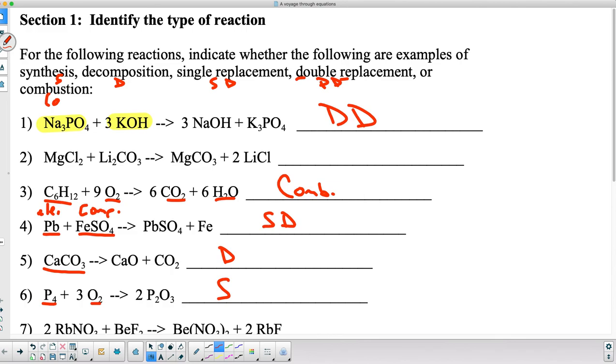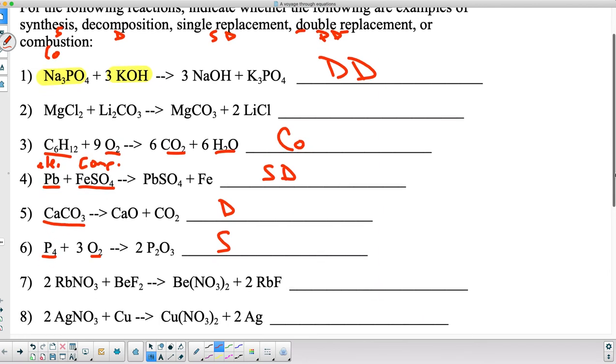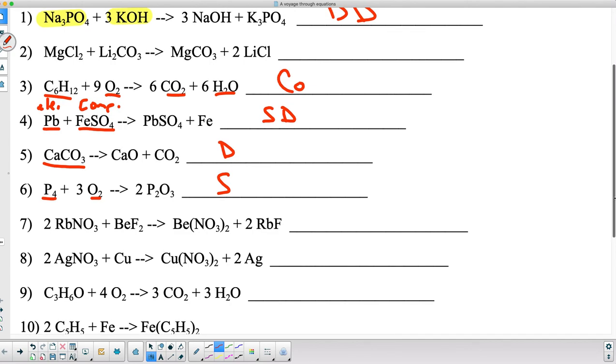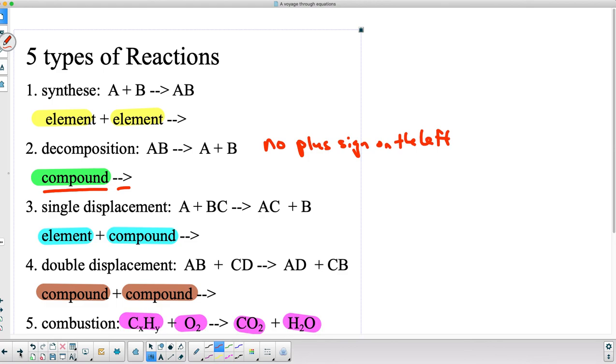Finish the page with a DD, an SD, an S, or a D and a CO for combustion. Just like this. There. Like that. So finish the rest of the page. If you want to take a look at my notes again, you are more than welcome to copy this down somewhere for the 5 different types of reactions, and this is where I'm going to stop the screencast. Thank you very much.